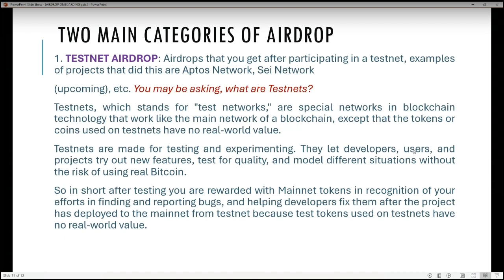Now, an example of such is Linea. We've carried out a lot of testnet activities on Linea, but Linea is yet to launch its own token as of now. But they gave out an NFT, and the highest value currently for the alpha NFT is about $100, $21, $30, depending. Okay, so that is about the testnet. Let's go further.